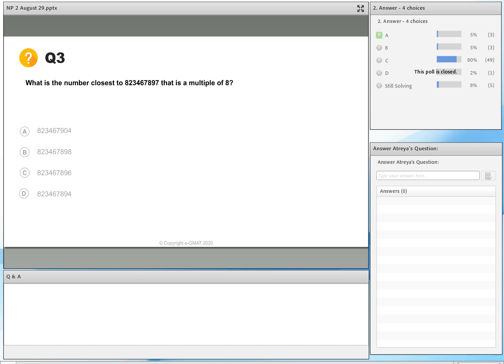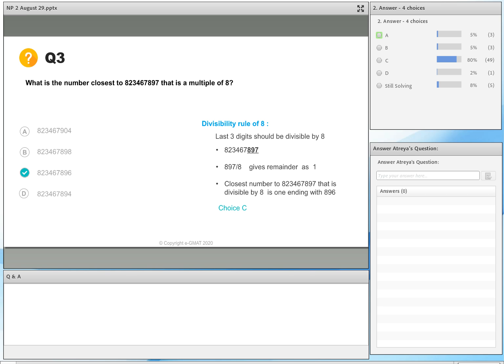80% of you tell me that the answer for this question is choice C, which is absolutely correct. Since 80% of you got it, I'll rush through the solution because there's not a lot to cover. What is the rule for divisibility of 8? Because in this question, I need to find a number which is a multiple of 8, right? The rule of divisibility of 8 is the last 3 digits should be divisible by 8.